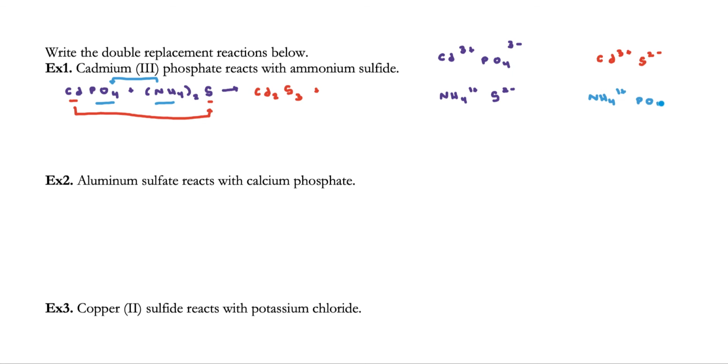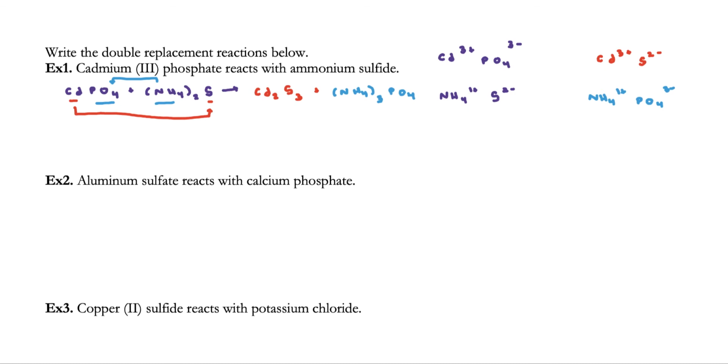All right, so when I cross my charges, the 3 goes to the ammonium. So I'm going to put ammonium in parentheses, with a subscript 3. And then I've got phosphate, and I only have one phosphate, so I'm not going to put it in parentheses. You can if you want to, but you don't need to because there's only one of them.